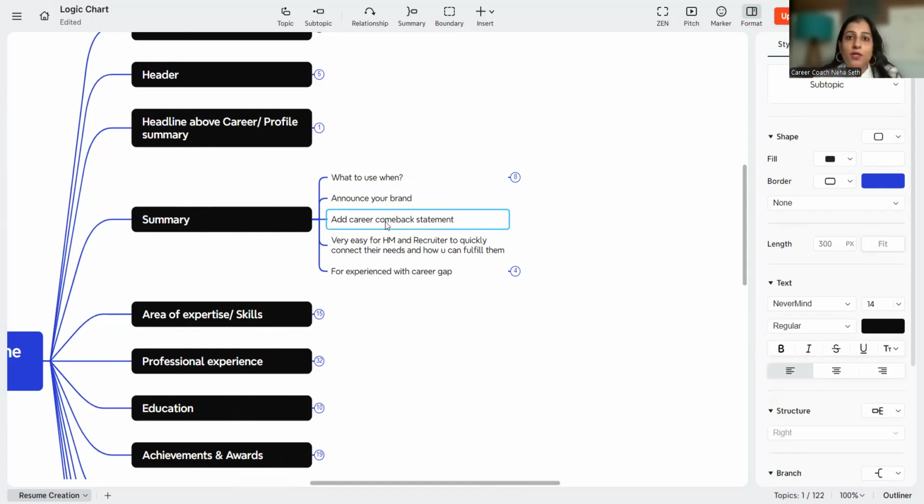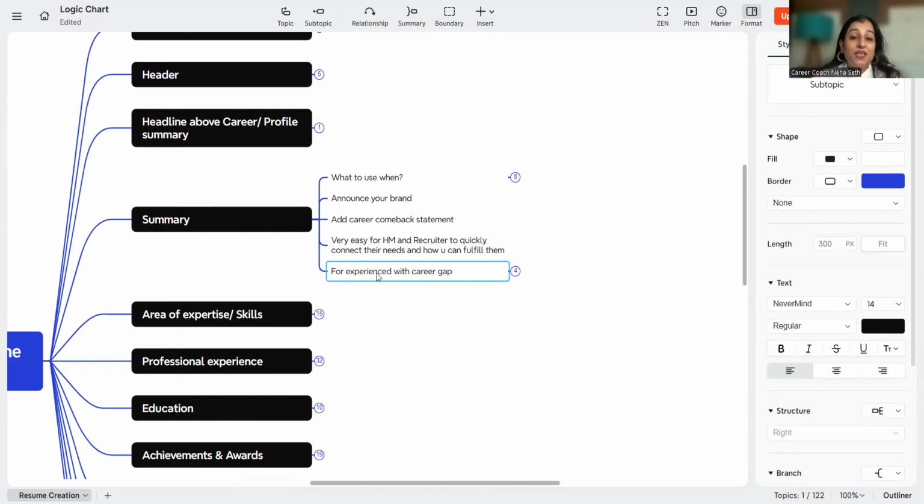And the most important thing for all of you is to understand that you need to add the career comeback statement, which we learned in day one. It's very easy for the hiring managers and for the recruiters to quickly connect their needs and how you can fulfill them by reading this summary. So this summary is very, very important.